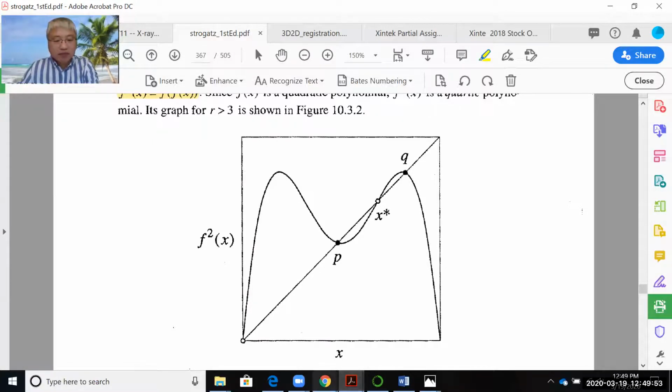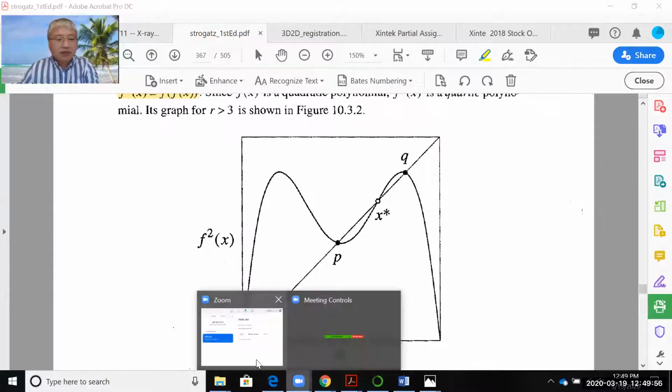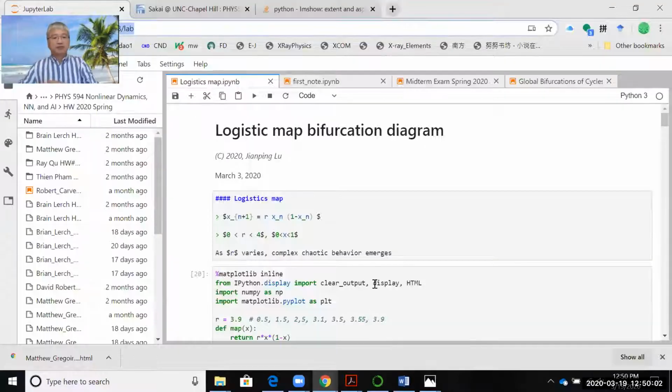And I have my Jupyter notebook. I need to switch. Okay, here it is.